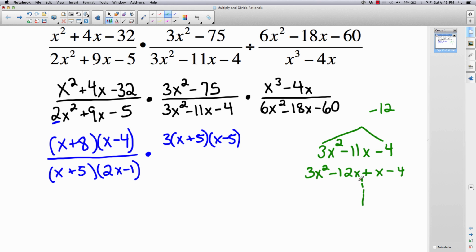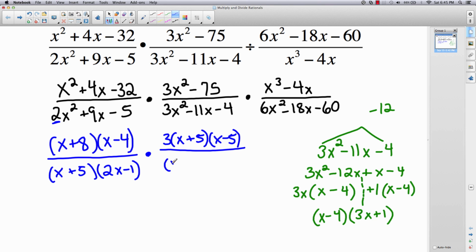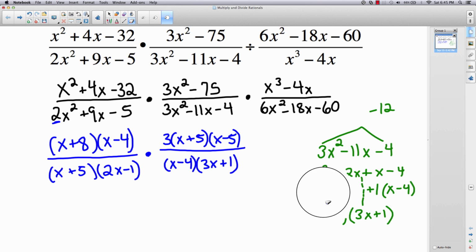Again, we'll just do factor by grouping. So here we could factor out a 3x, and we get x minus 4. Now, there's nothing to factor out, but we're always able to factor out a positive 1. So factor out just a 1, and we still get x minus 4. So they have a common factor of x minus 4, and then whatever is left over goes in your second parentheses. So the denominator is x minus 4, 3x plus 1.